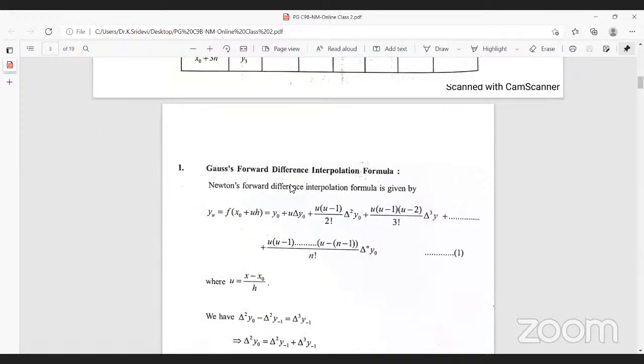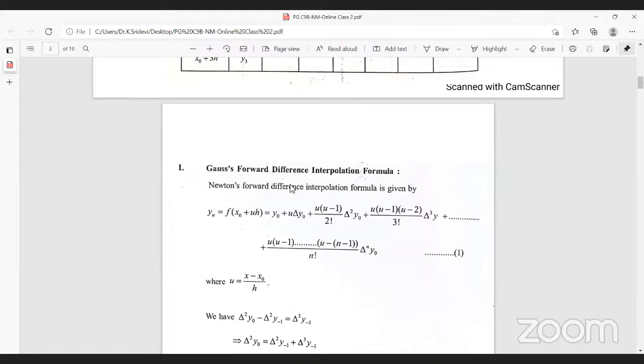Now we are going to learn how to derive central difference formulas. Apart from this, you are going to learn about Gauss's interpolation formulas, Stirling's interpolation formula, and Bessel's formula. So first we are going to discuss Gauss's interpolation formulas. In this, we will discuss Gauss's forward difference interpolation formula and Gauss's backward difference interpolation formula.